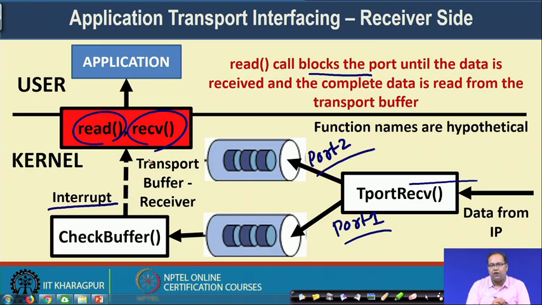So whenever you make a receive call, the call is blocked at this port until you get data in this buffer. Once you get data in this buffer, the check buffer function sends an interrupt to the read or receive call, and it gets the entire data from the buffer and releases this particular call.